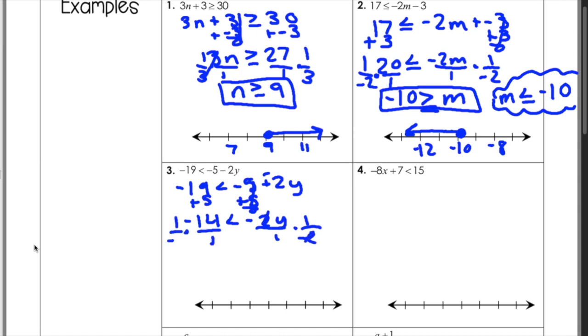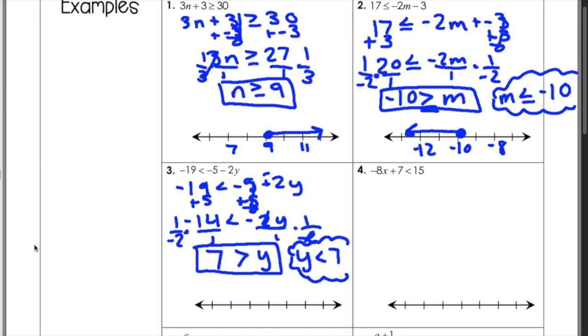Again, notice I am multiplying by a negative on both sides. So that means that I must switch the inequality. So this becomes greater than, this is equal to 7. So 7 is greater than y, or we can write that as y is less than 7. Again, does not matter to me. Up to you with what's easier for you when it comes to graphing.